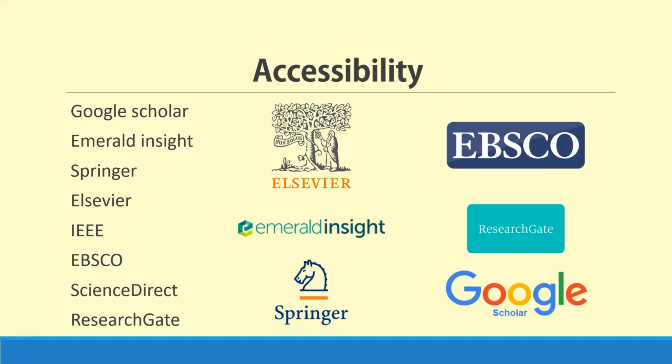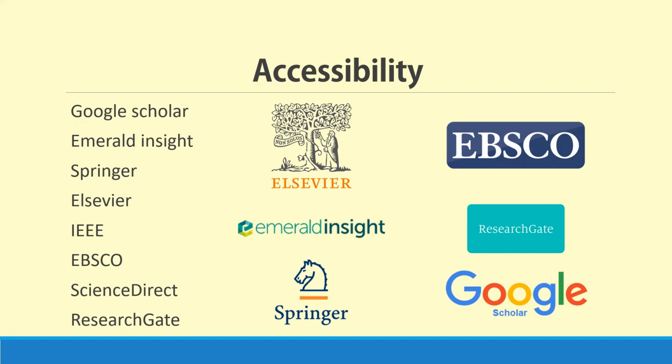These are some of the websites where you can find research publications. If you go to these websites and search for something related to your research papers, articles will appear. The most famous place to search for articles is Google Scholar.